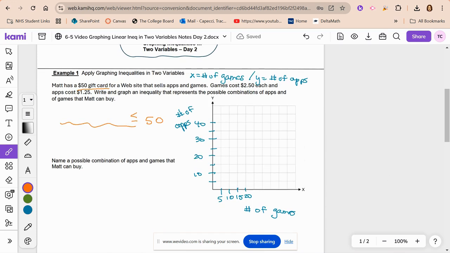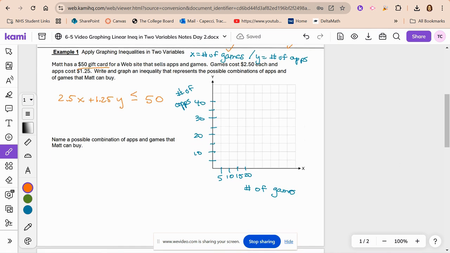Okay, now we have labeled the number of games as x and the number of apps as y. So let's see what we have here. We know that the games cost $2.50 each. So we're going to take that times the number of games. And then we're also going to include the $1.25 for each app.